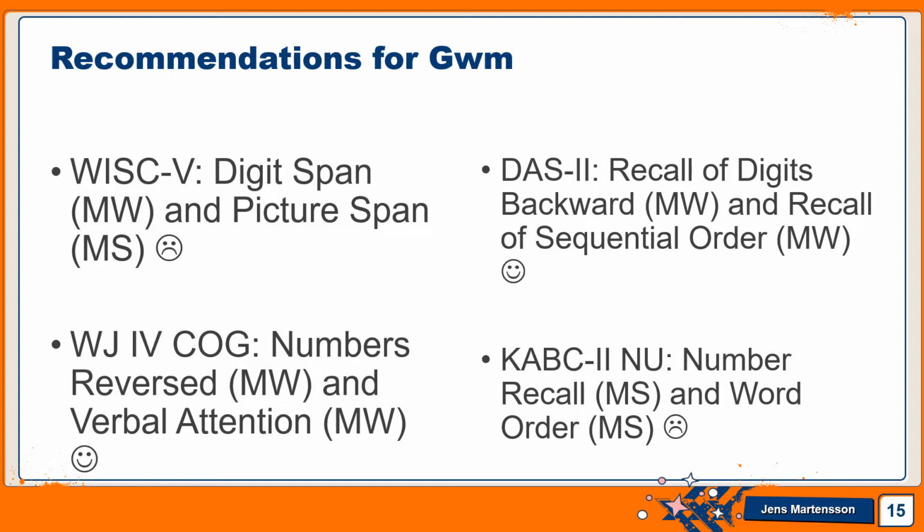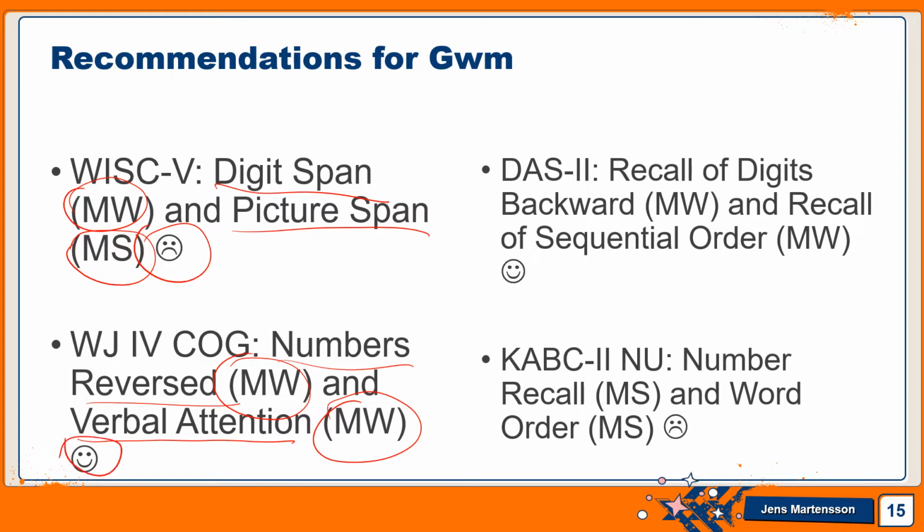The WISC-5 has digit span, which is working memory, and picture span, which is memory span. So, not good. The WJ4 has numbers reversed, which is working memory, and those are digits. It also has verbal attention, which is working memory, and this has more real world stuff because it's got monkey, dog, the animal names mixed in. So that's kind of better. That's why I gave it a smiley face.